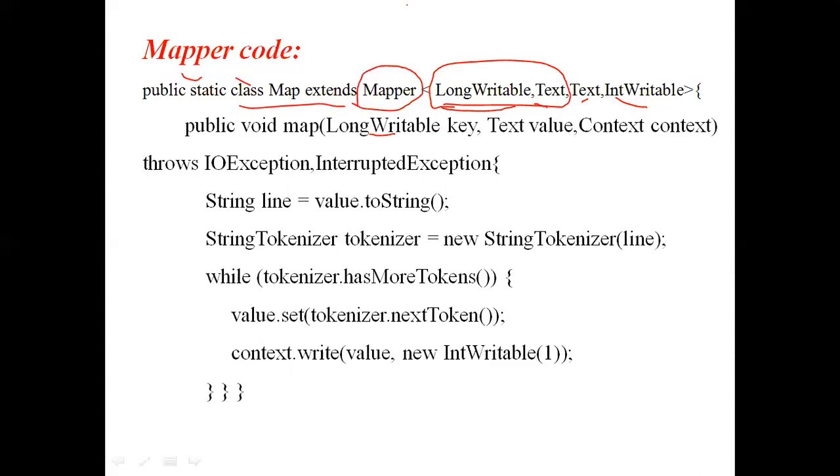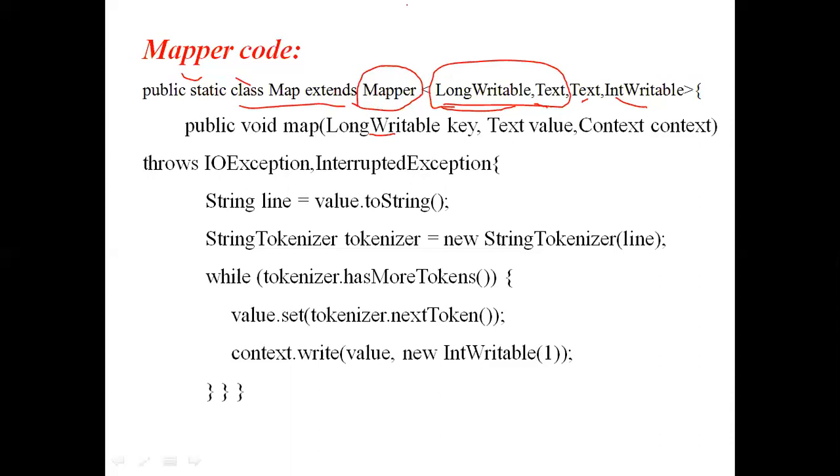The output of this mapper code is in the form of text comma int writable. The output key is in the form of string. The output value is in the form of integer. Int writable is nothing but integer in Java. Clear. So the data types for the input key comma values are long writable comma text, and the data types of output key comma values are text comma int writable. Here please observe. And when we come to input, key is integer, long is nothing but integer.